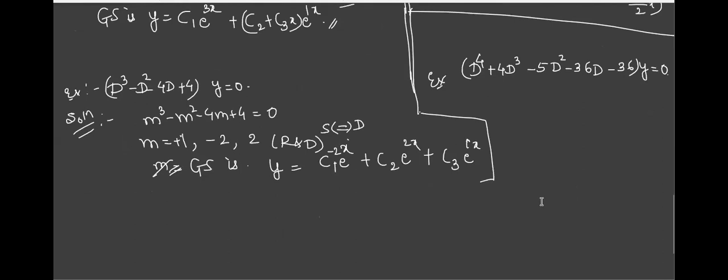Okay. Now, who is ready to tell the values for the next example? Tell me the auxiliary equation. m raised to 4 plus 4m cube minus 5m square minus 36m minus 36. Huh? Calculator is going to give you yes or no. No, ma'am. Surely it will not give. Okay, it gives only till cubic.